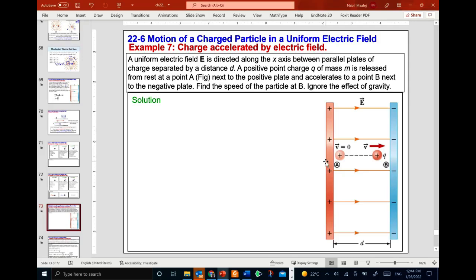So I can solve for v final. F is equal to qE, so let me replace this: qEd equals 1/2 m v final squared. And I can solve for v final. V final is going to be the square root of 2qEd divided by m.